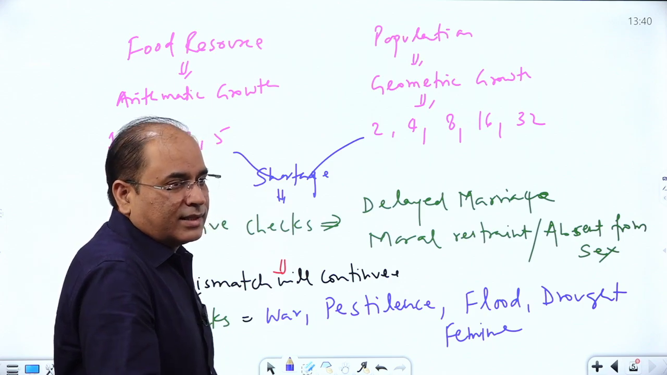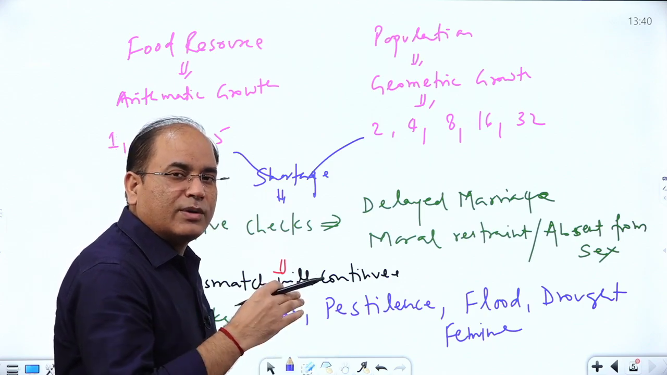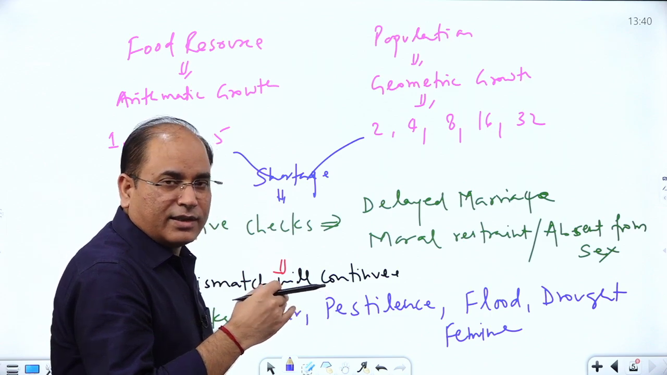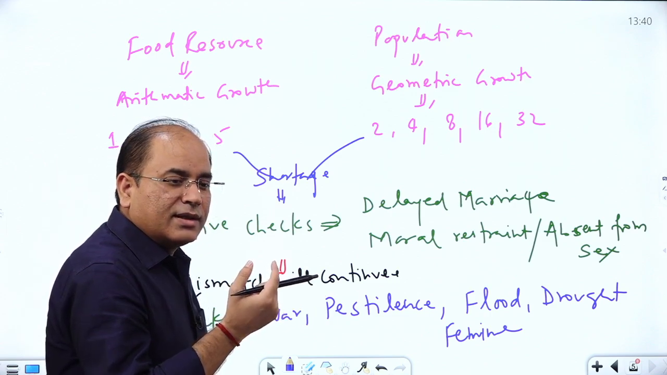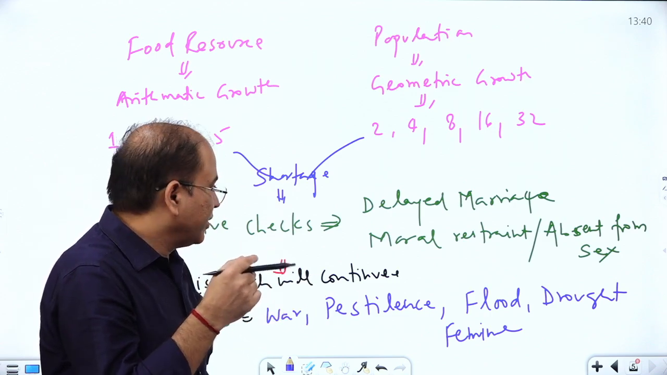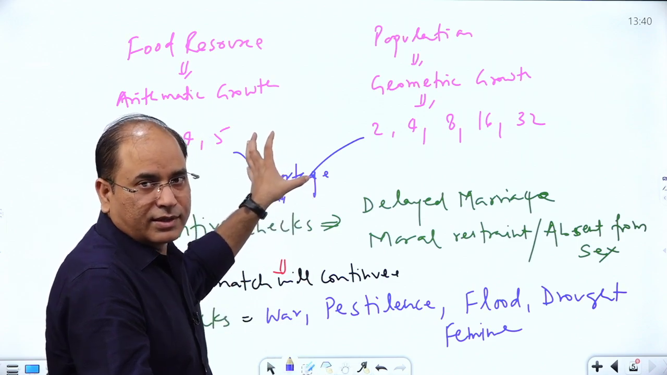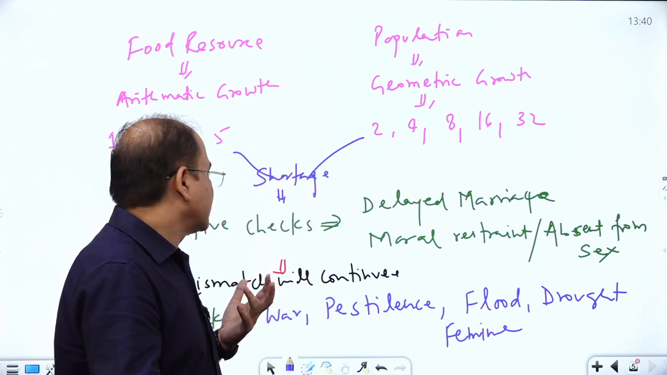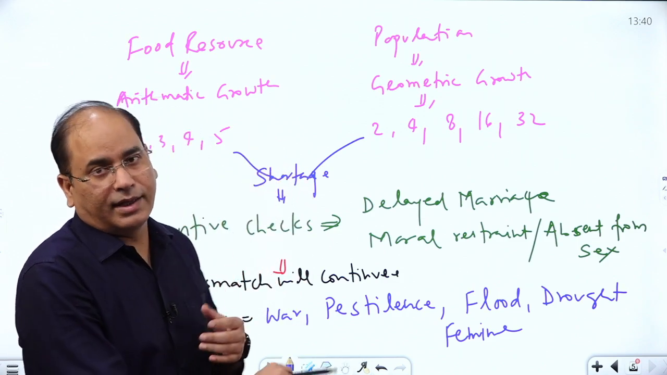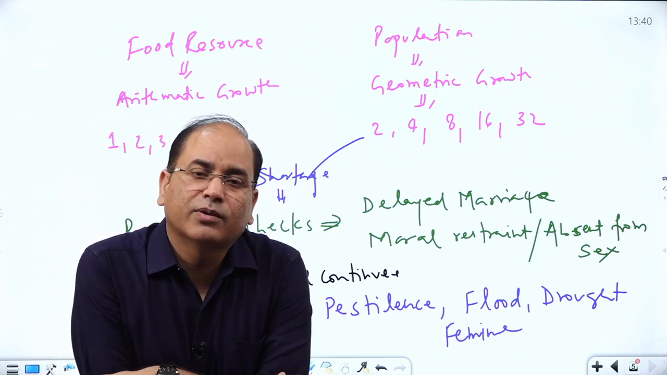Malthus is suggesting that the food resources will grow arithmetically, whereas the population will grow geometrically. Because of this, there will be some gap, some shortage of food. To check the shortage of food, preventive checks will be applied. In these preventive checks, he talks about delayed marriage.